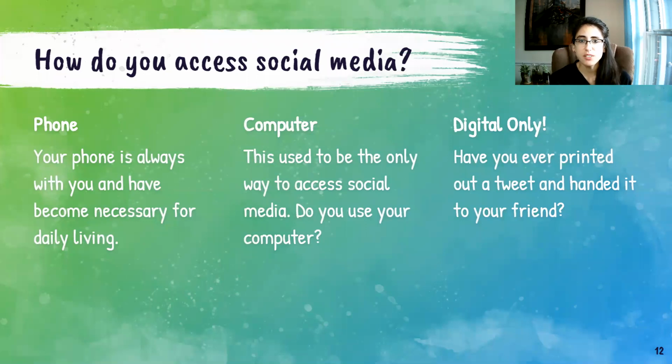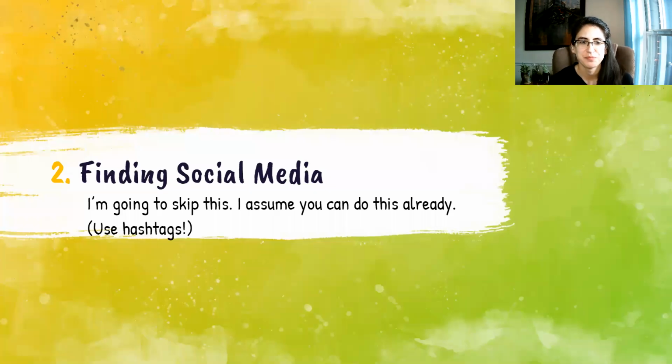So how do you access social media? Again, I know you all know this, but I'm covering this because it'll make more sense once we go into the more types of sources that you may not be as familiar with. So you use it through your phone, through your computer, and it's just digital, right? Have you ever printed out a tweet and handed it to your friend and said, look at this tweet I found, or look at this Instagram post I found? No, it is shared pretty much digitally through some sort of device or computer, usually your phone.